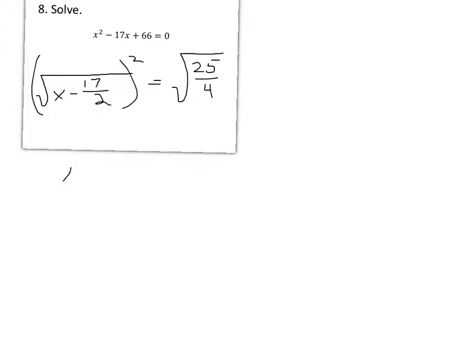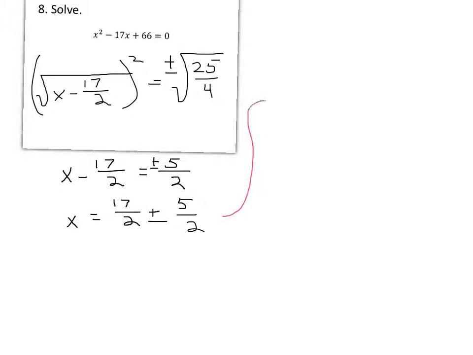The left side of the equation becomes x minus 17 halves, and the right side, the square root of 25 is 5, and the square root of 4 is 2, and it's plus or minus, so we add 17 halves to both sides, and then we have to find two solutions for x. So the first one is x equals 17 halves plus 5 halves, which is 22 halves, which is 11.